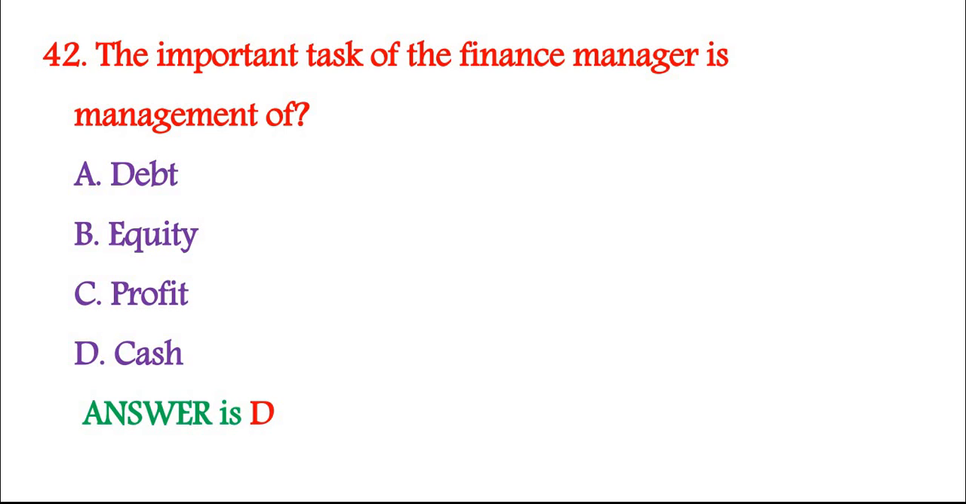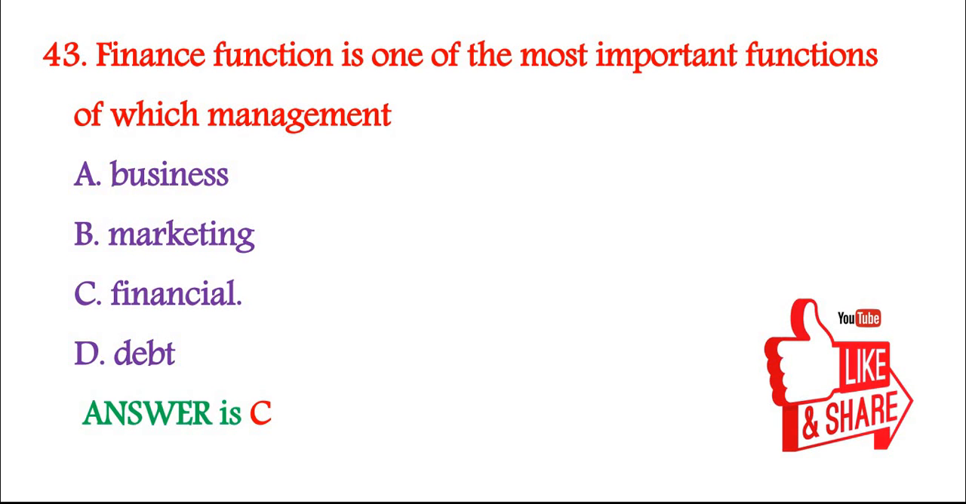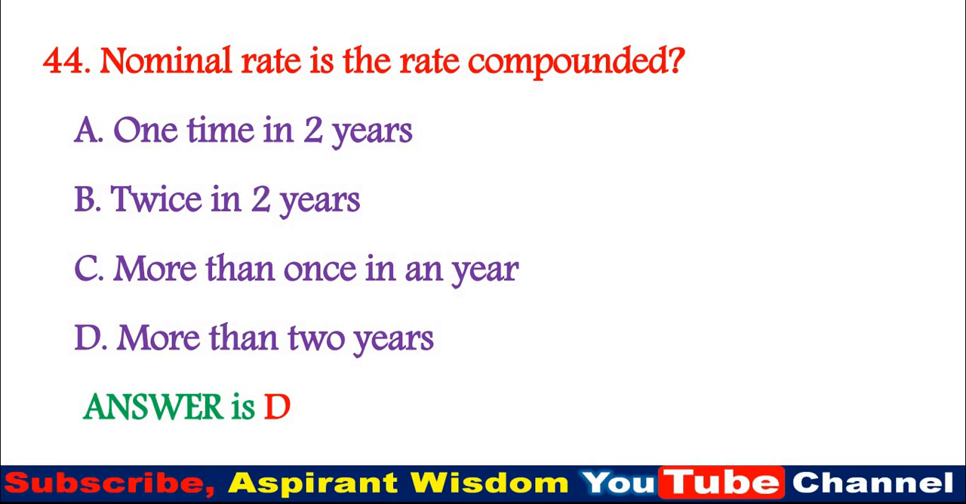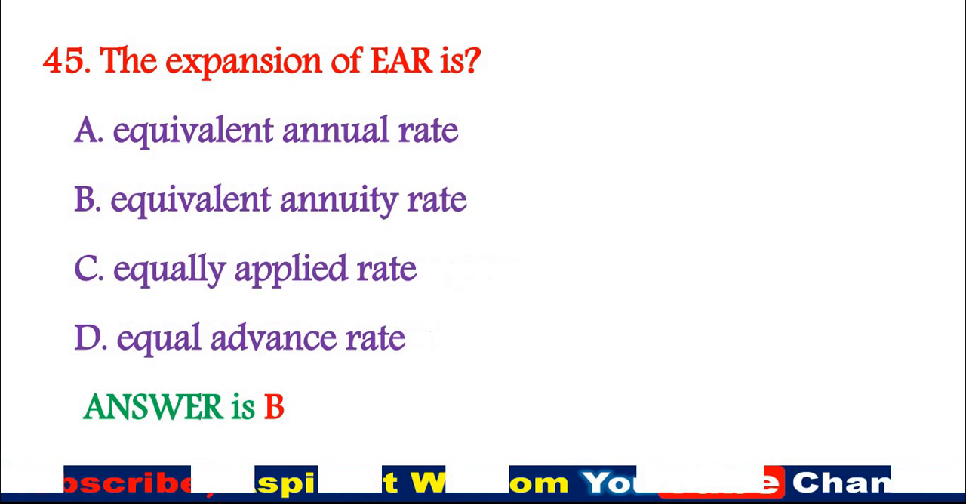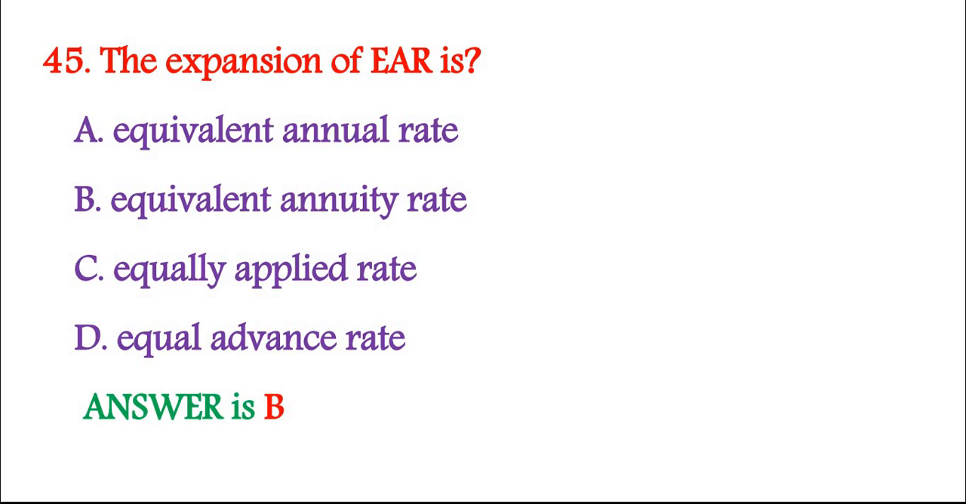42. The important task of the finance manager is management of A. Debt. B. Equity. C. Profit. D. Cash. Answer is D. 43. Finance function is one of the most important functions of which management? A. Business. B. Marketing. C. Financial. D. Debt. Answer is C. 44. Nominal rate is the rate compounded A. One time in 2 years. B. Twice in 2 years. C. More than once in a year. D. More than 2 years. Answer is D. 45. The expansion of EAR is A. Equivalent annual rate. B. Equivalent annuity rate. C. Equally applied rate. D. Equal advance rate. Answer is B.